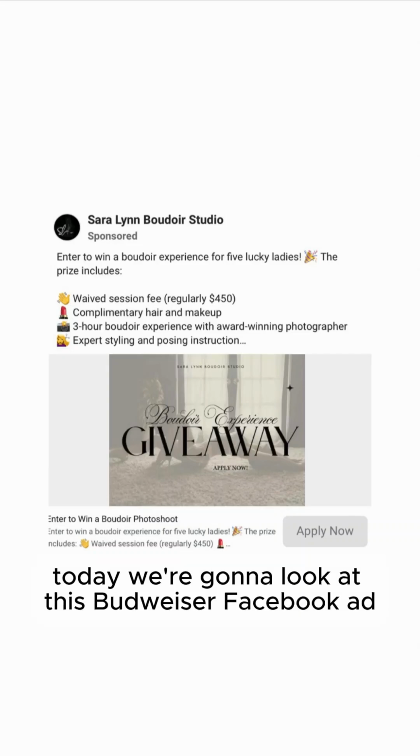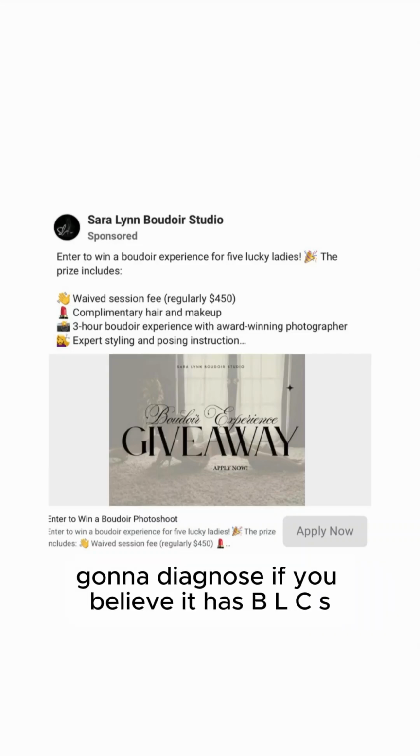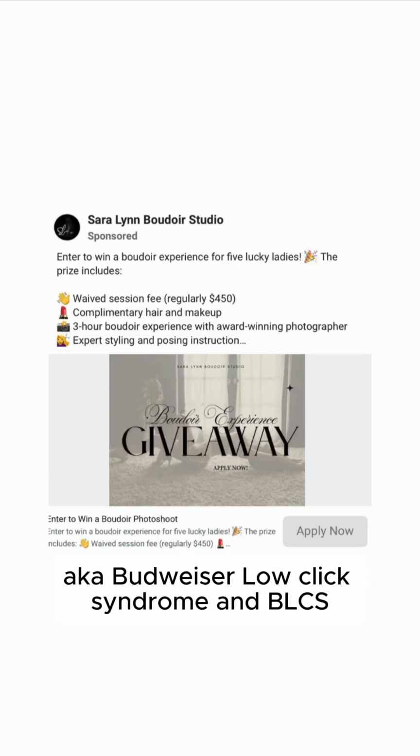All right, y'all. Today we're going to look at this Boudoir Facebook ad. Going to diagnose it, see if we believe it has BLCS, aka Boudoir Low Click Syndrome.